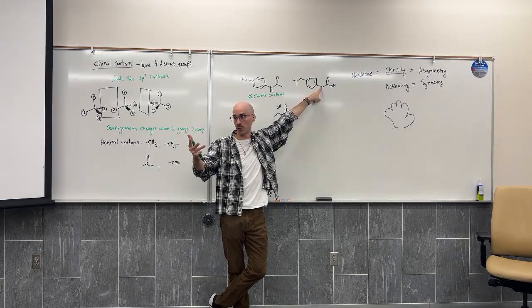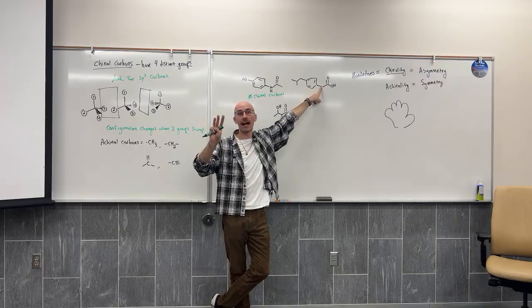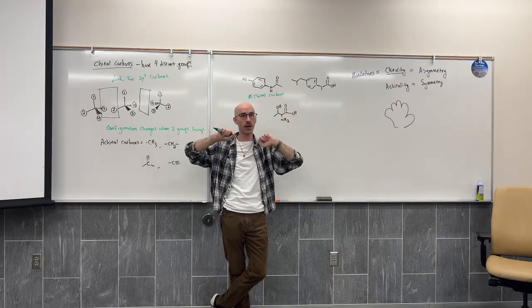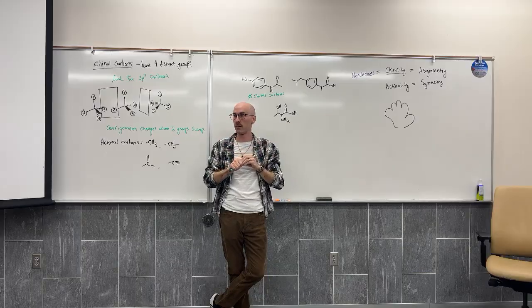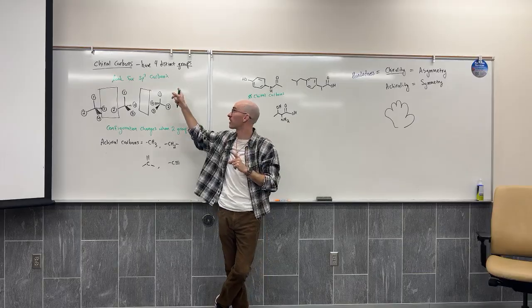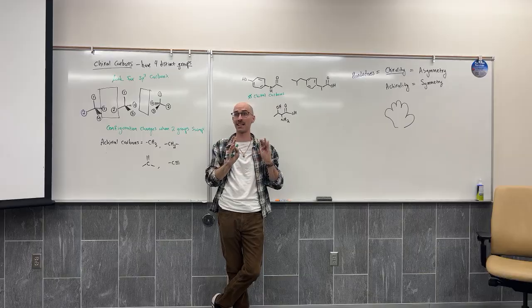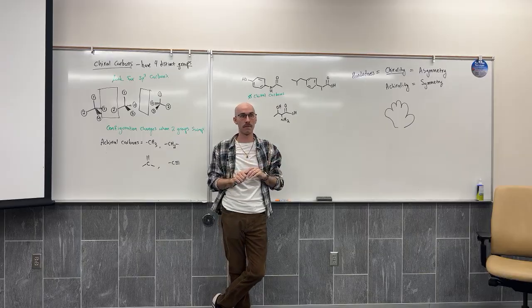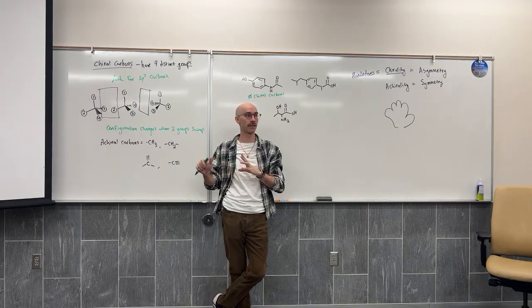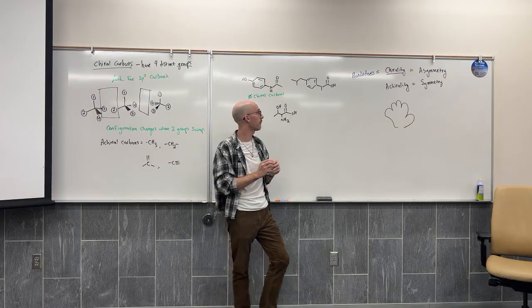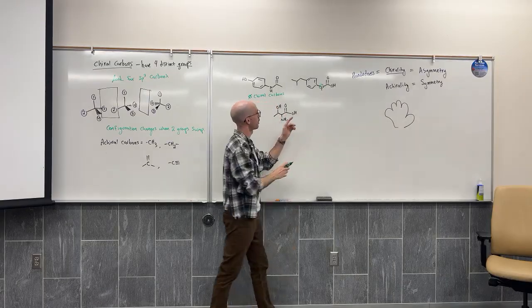4 different groups. 3 of them are carbon groups bonded to our chiral carbon. But it's not 4 different atoms. We're looking for 4 different groups, and a methyl is definitely not the same as a phenyl, which is definitely not the same as a carboxylic acid. All right, so here is one chiral carbon.